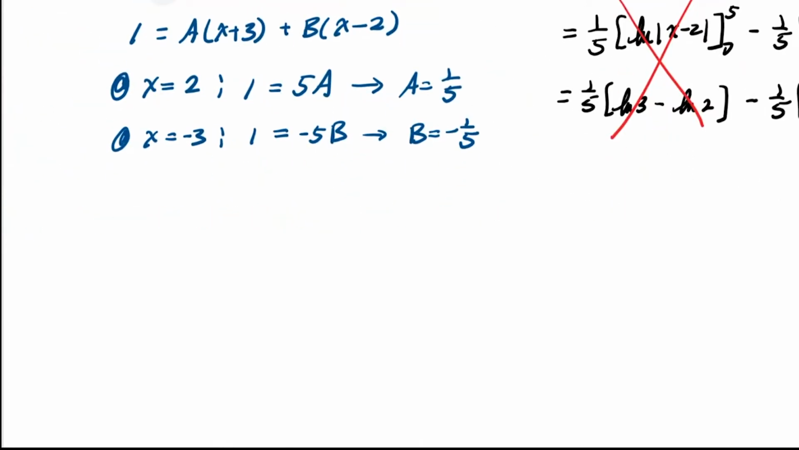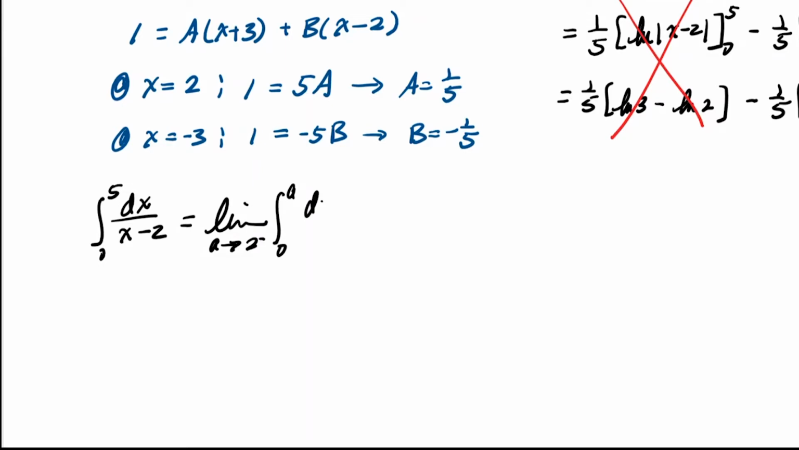Okay, so the integral of dx over x minus 2 from 0 to 5, you must split it up into the limit, let's say a approaching 2 from the left-hand side, from 0 to a, of dx over x minus 2. You get it? And plus the limit of b approaching 2 from the right-hand side, from b to 5, of dx over x minus 2.